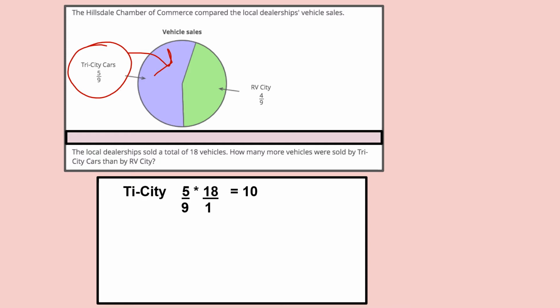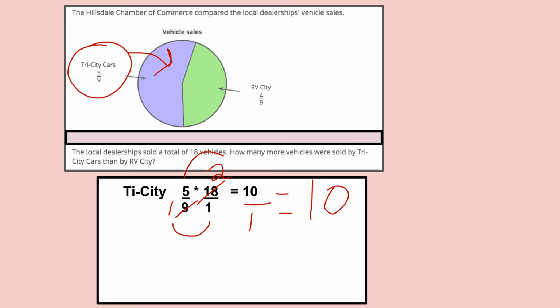We can simplify this by canceling the 9 in the denominator with the 18 in the numerator. 9 goes into itself one time, 9 goes into 18 two times. So 2 times 5 equals 10, and in the denominator, 1 times 1 equals 1. 10 over 1 is equal to 10.